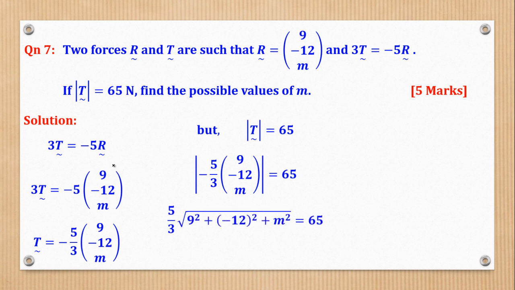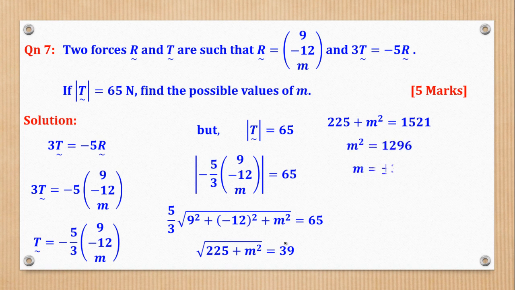Magnitude is given by that, equate to 65. Simplify to get that. So the whole of this, 65 divided by 5 over 3 gives you 39. Then square both sides, make M the subject, and that's what they wanted.